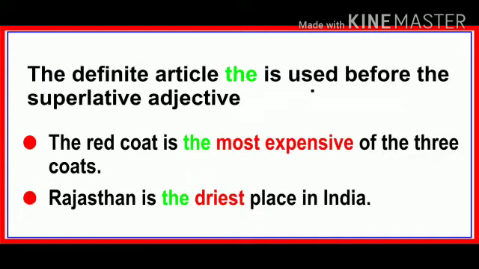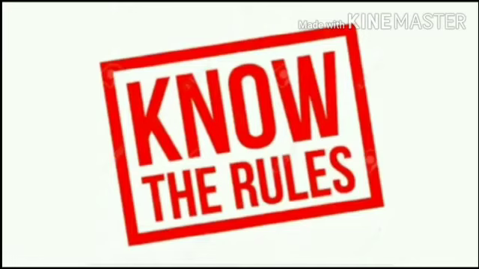The definite article the is used before the superlative adjectives. We use the. Have a look at an example. The red coat is the most expensive of the three coats. Rajasthan is the driest place in India. Now let us know the rules for forming comparative and superlative adjectives.